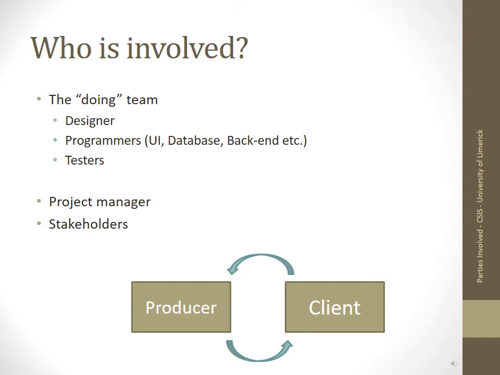The first group involved in a project is the doing team. This includes the designer, programmers, which can be of different flavors, for example, UI, database, backend, and so on, and then, of course, testers. If you have a Scrum team, you have a Scrum Master. Scrum Masters are generally also part of the team. Then you have a project manager, and in a Scrum team, you have the product owner. And then you have stakeholders.